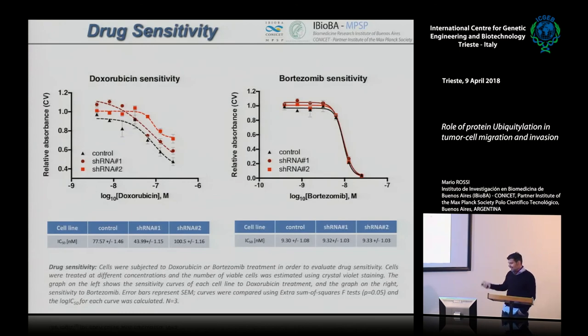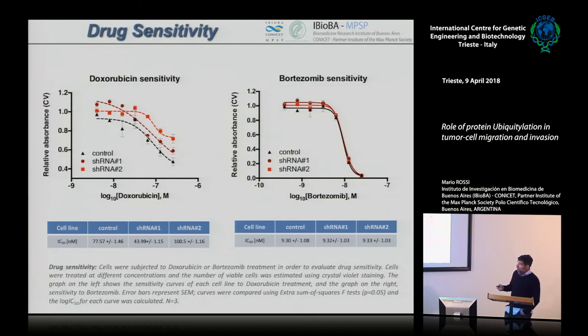And then, again, coming back to the fact that a more epithelial cell line will be more benign compared to mesenchymal, and that sometimes is associated with the fact that the cells become more sensitive to chemotherapeutic agents. And here we use two different chemotherapeutic agents, one that is used for the treatment of triple-negative breast cancer, doxorubicin, and bortezomib, which is an inhibitor of the proteasome.